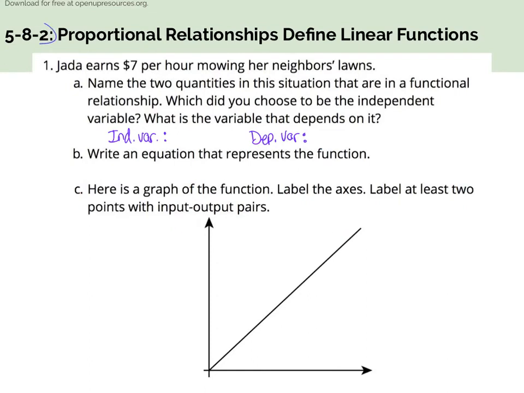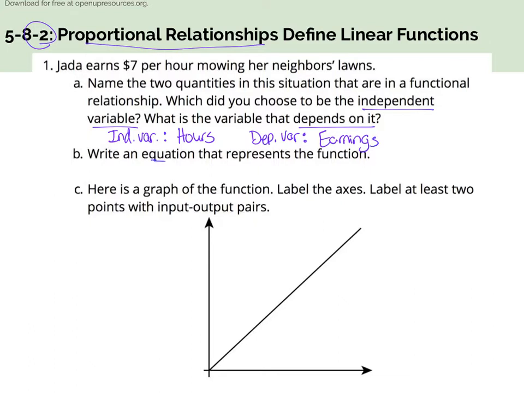Okay, in activity 2, we are revisiting proportional relationships. So this should be a review from stuff we've done before. First thing, Jada earns $7 per hour mowing her neighbor's lawns. What is going to be the independent variable? That's going to be the hours that she works. What is the variable that depends on it? Well, her earnings. How much she makes depends on how many hours she works.